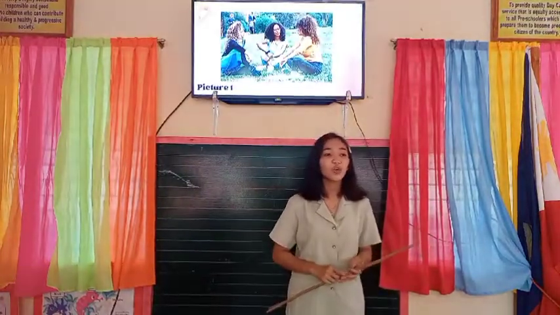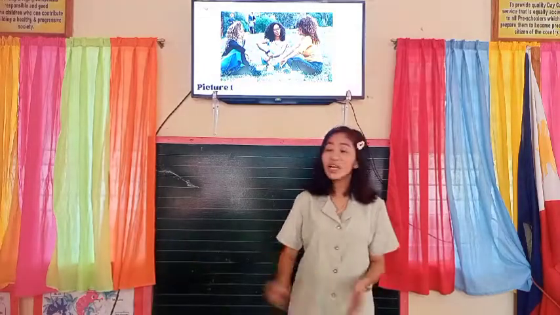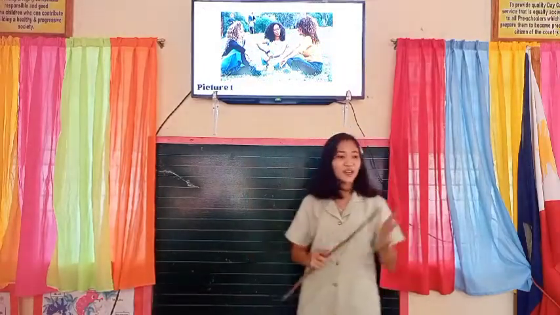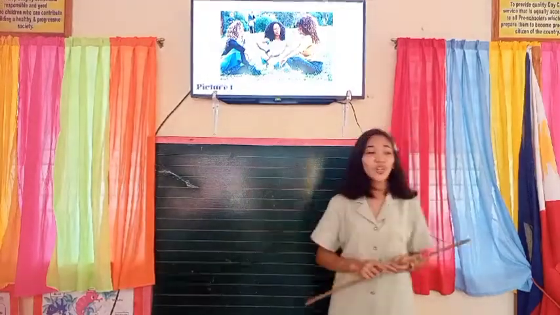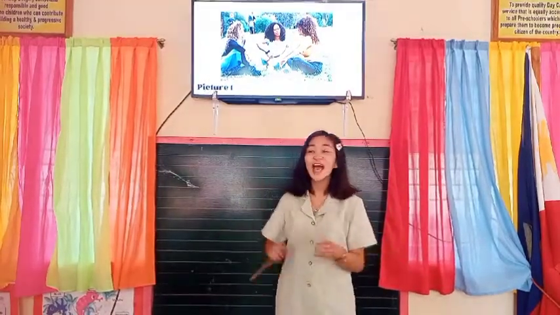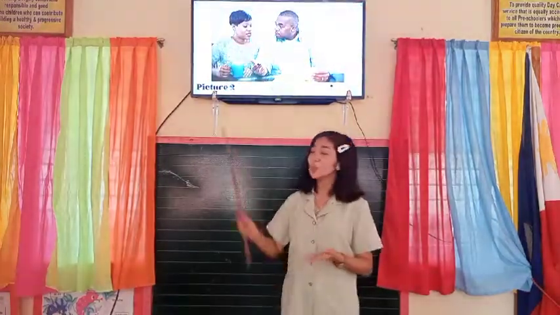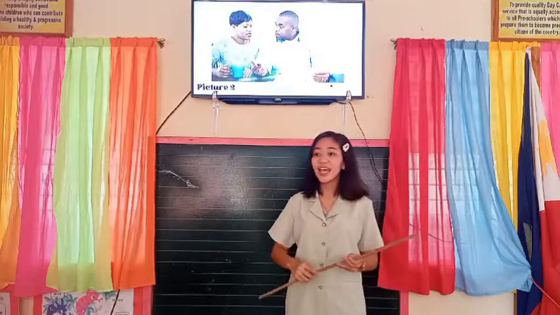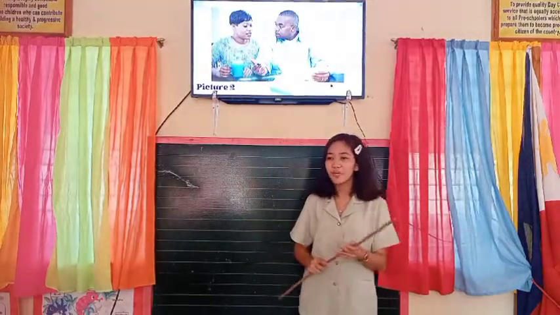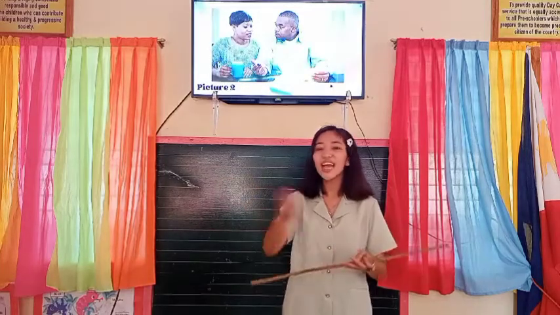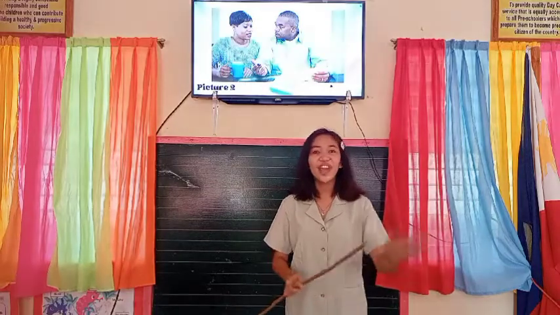Class, what can you observe on the picture? Okay, yes, Angela. Friends talking together. Very good. How about Josh? Friends telling stories together. Very good. So let's have the picture number 2. What can you observe on the picture, class? What do you think they are? Okay, yes, Leslie, you have an answer. They are a couple. Very good. How about, yes, Ivan, you have an answer. A couple talking together. Very good.